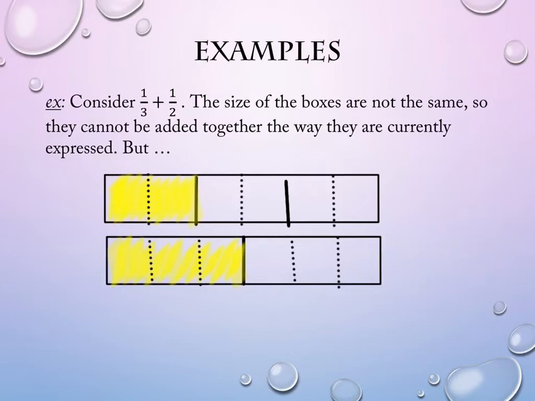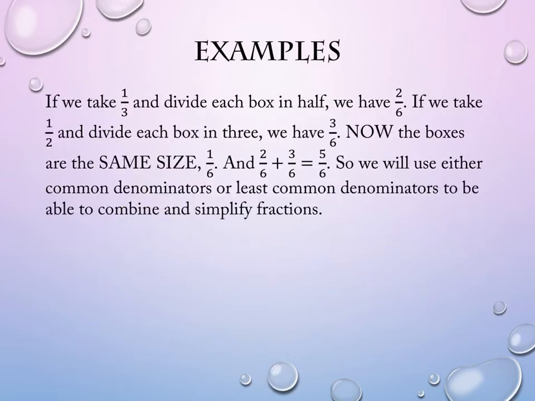So let me take this one. I'll use it again over here. So we take the 1/3, divide each box in half, which we did. There's 2 out of 6 boxes shaded. 1/2 into 3 boxes, there's 3 out of 6 boxes shaded, and now the boxes are the same size.